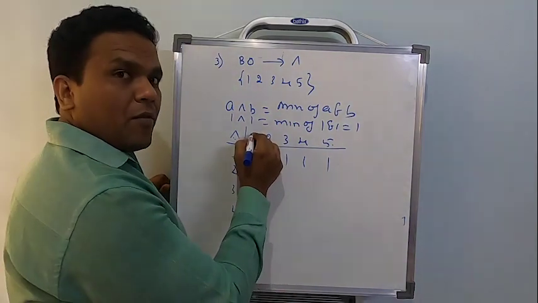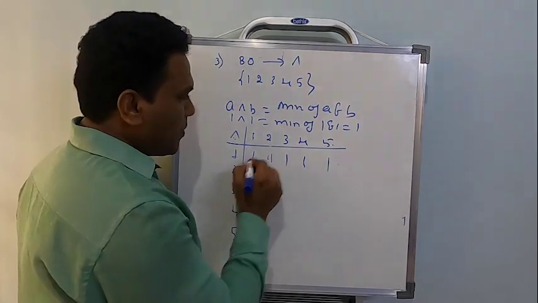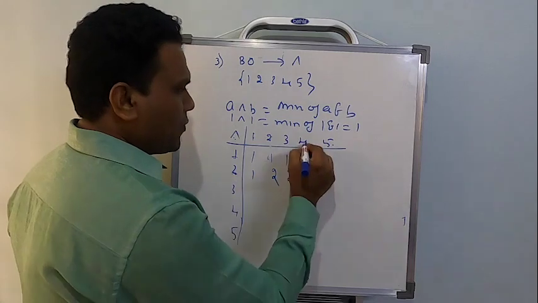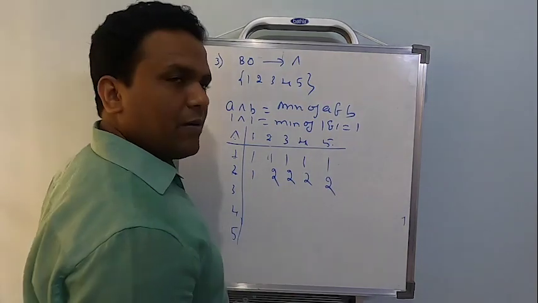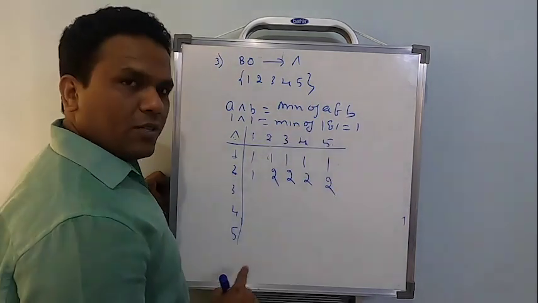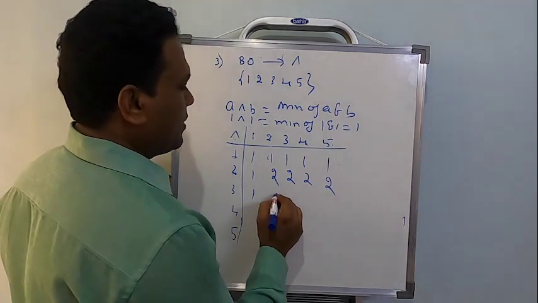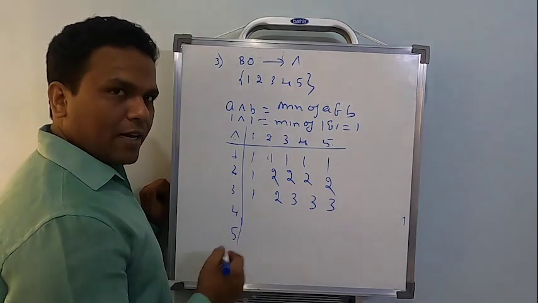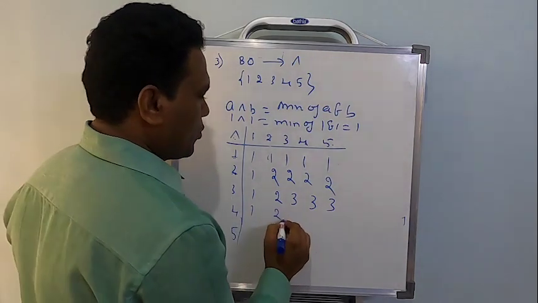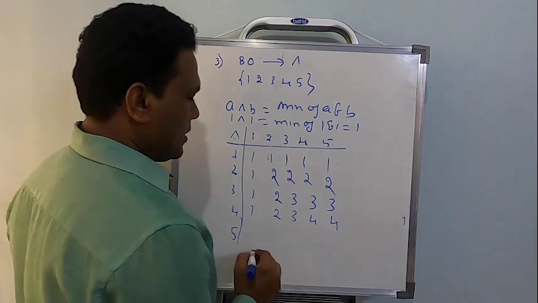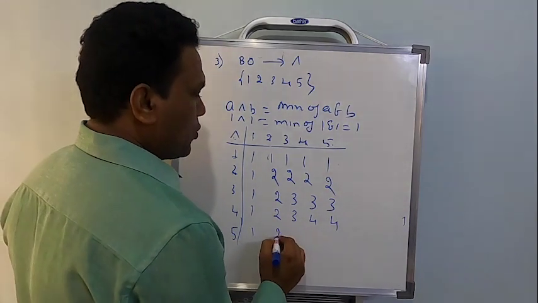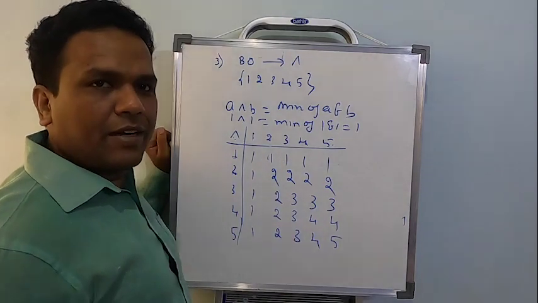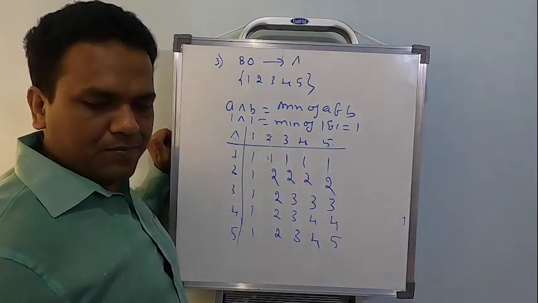2 cap 1, minimum of 2 and 1, is 1. Minimum of 2 and 2 is 2, minimum of 2 and 3 is 2, minimum of 2 and 4 is 2, and minimum of 2 and 5 will be 2. Like this I should complete the whole table. The next row is going to be 1, 2, 3, 3, 3. I hope you are able to follow this. The next is 1, 2, 3, 4, 4, and the next is 1, 2, 3, 4, 5. The minimum of 2 numbers has to be written every time, and that completes the table.